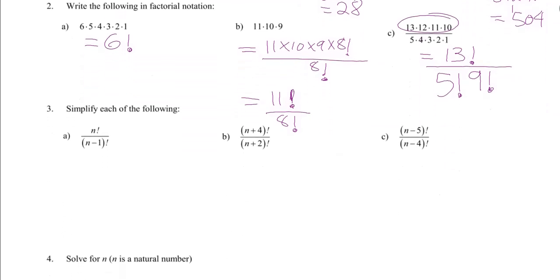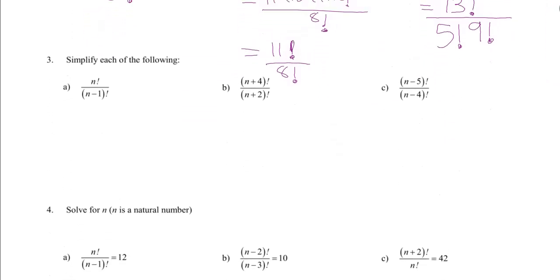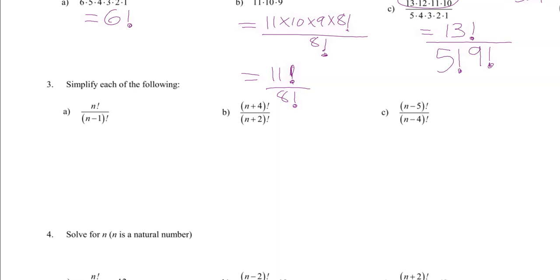Okay, let's generalize. So number 3, we're going to generalize this thing. So n factorial over n minus 1 factorial. We know what n factorial is, right up at the top of the page. So here's how we simplify these. Start with the larger expression. Is n bigger than n minus 1 or vice versa? It's kind of a ridiculous question. Is n bigger than n minus 1? Yeah. So we start with the larger expression.